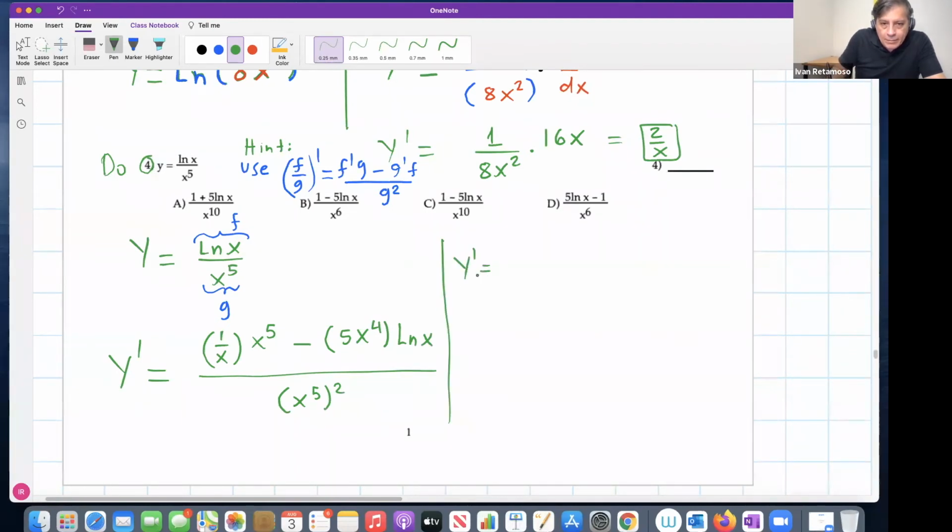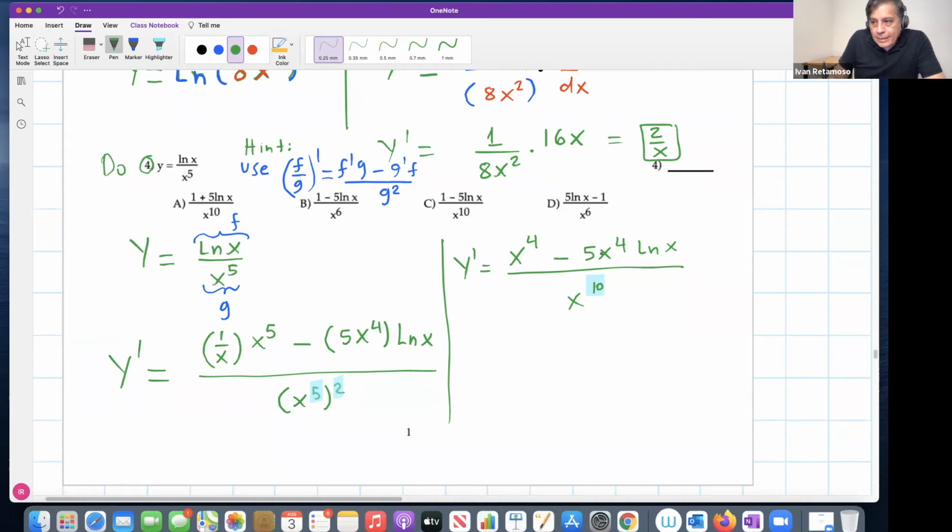Y prime will be equal to what? Look, x to the 5th times 1 is x to the 5th divided by x to the 4, right? X to the 4 minus 5x to the 4 natural log of x, all over x to the 5th raised to the 2nd power. Remember, you multiply these two, right? This and this. That justifies this x to the 10, right? X to the 10. Multiply those two.